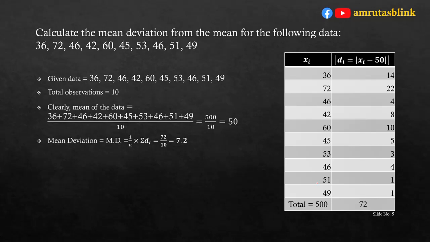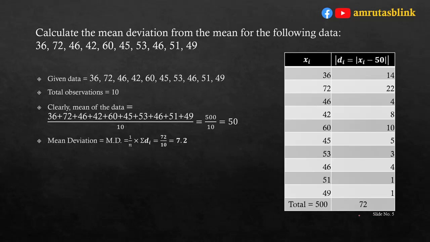Now, in the deviation column we would write the difference of the observation about 50. So, 50 minus 36 is 14, 72 minus 50 is 22, 50 minus 46 is 4, 50 minus 42 is 8, 60 minus 50 is 10, 50 minus 45 is 5, 53 minus 50 is 3, 50 minus 46 is 4, 51 minus 50 is 1 and 50 minus 49 is also 1. Now, summation of all these di will be 72.